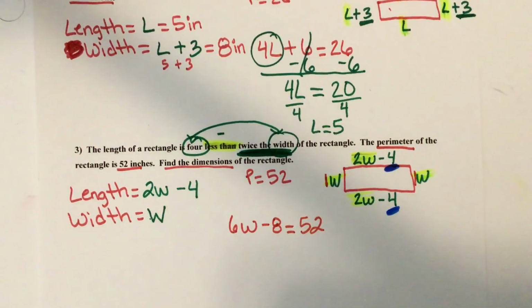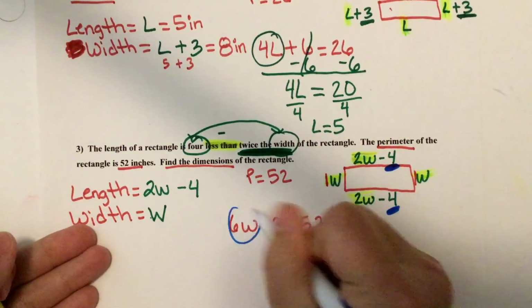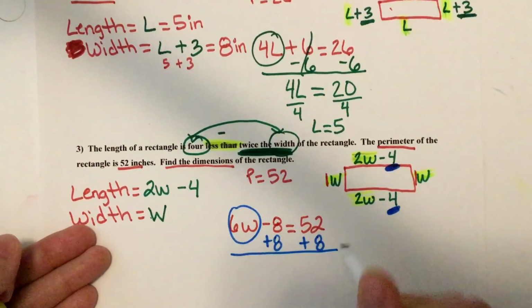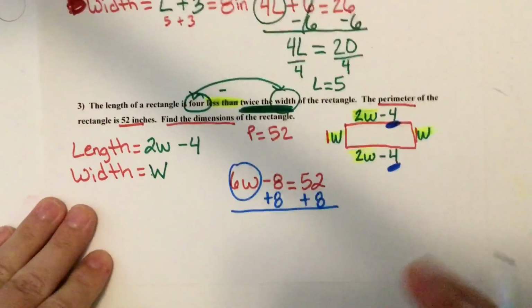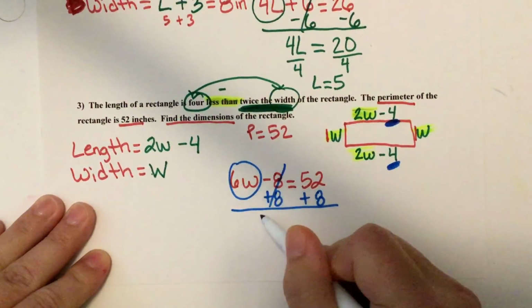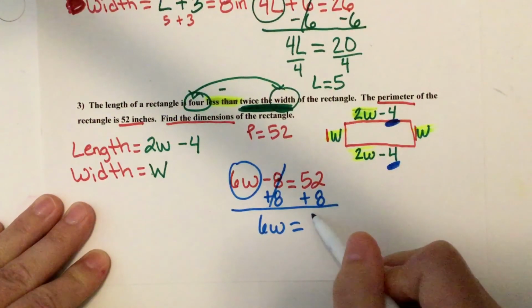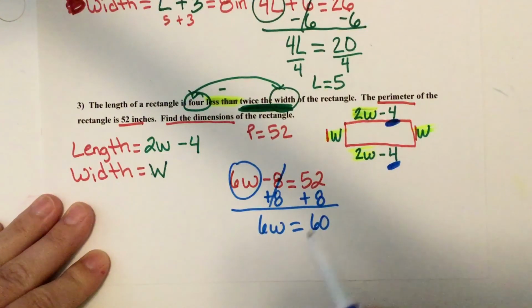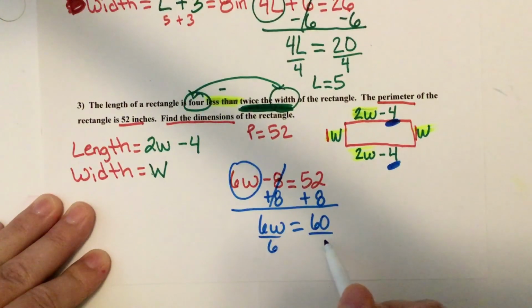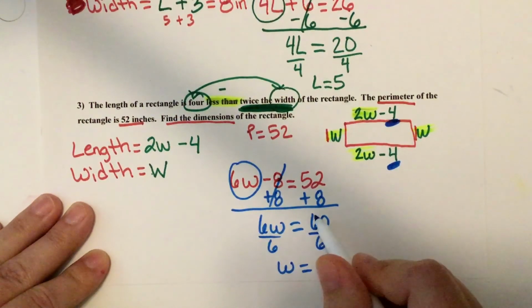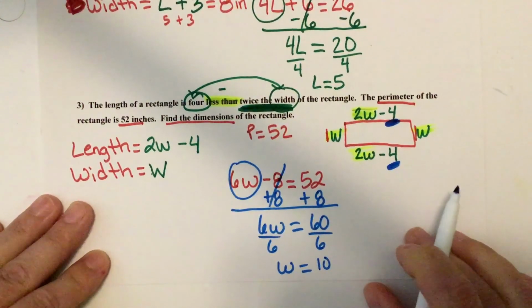And now we just have a little two-step equation to solve. So to get W by itself, I'm going to get rid of subtraction of 8 by adding 8. So -8 plus 8 is 0. Bring down the 6W. Bring down the equals. And then 52 plus 8 is 60. And then to get rid of the 6, we undo multiplication with division. So I'm going to divide both sides by 6, and I get W to be 10. 60 divided by 6 is 10.